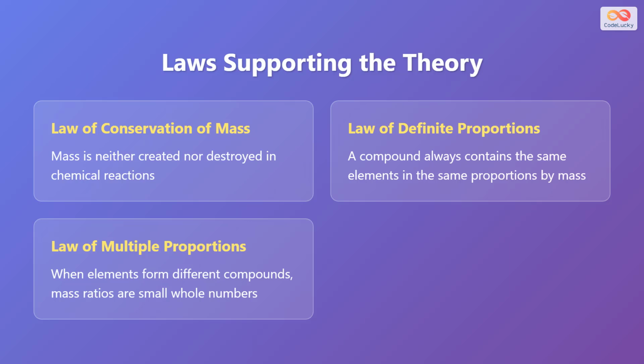Dalton's atomic theory was supported by three fundamental laws of chemistry. The law of conservation of mass states that mass is neither created nor destroyed in chemical reactions. The law of definite proportions tells us that a compound always contains the same elements in the same proportions by mass. Finally, the law of multiple proportions explains that when elements form different compounds, the mass ratios are small whole numbers. These laws provided strong evidence for the existence of atoms.